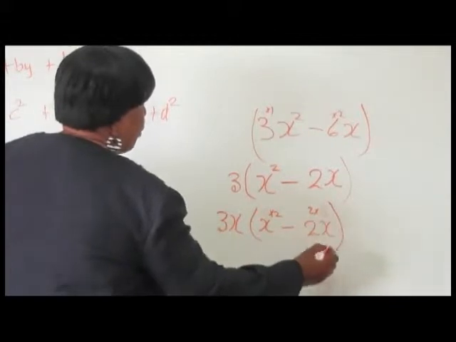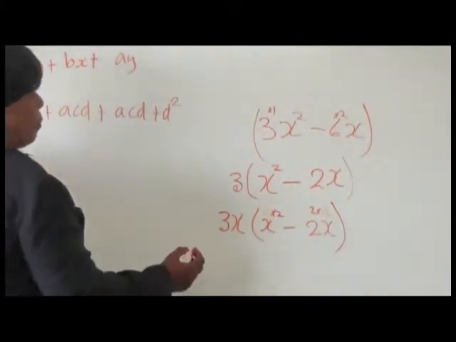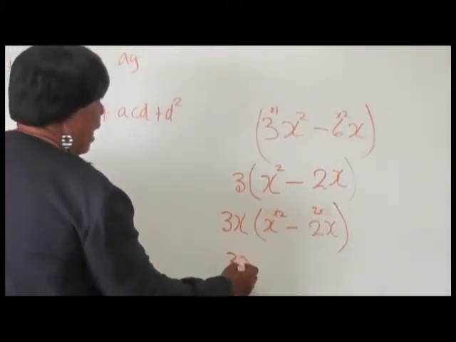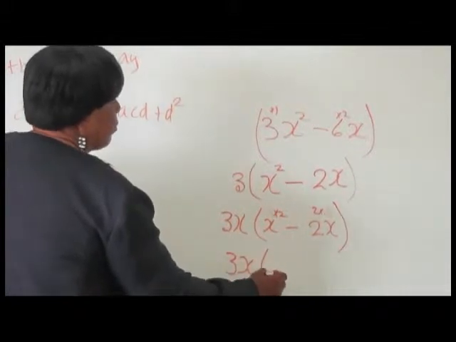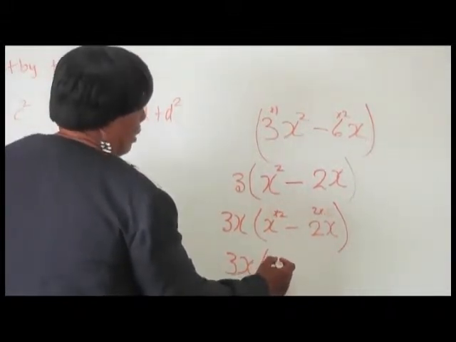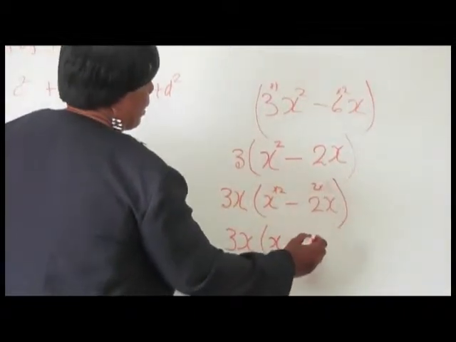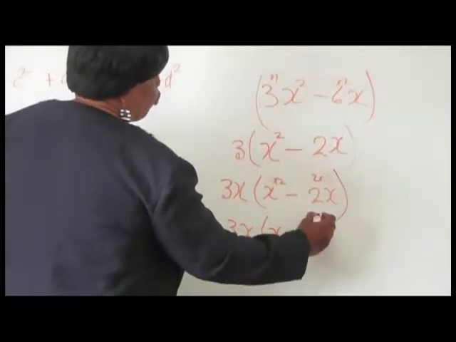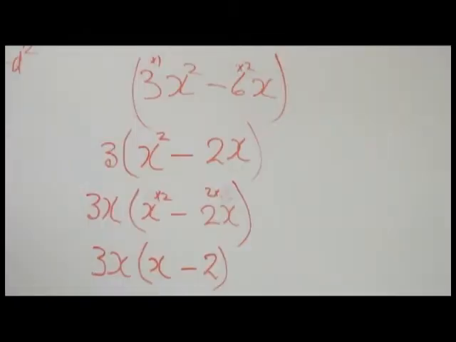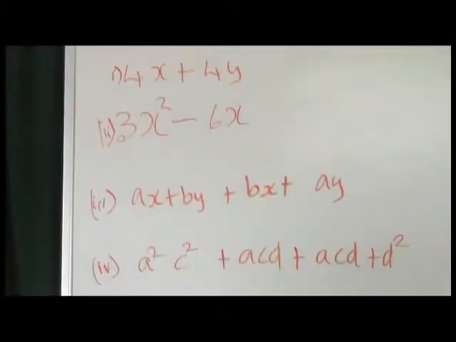So for our third line, we would have been writing 3x times just x minus just 2, okay? And it's x minus 2, and that is the answer. All of these follow the principle of the distributive law.